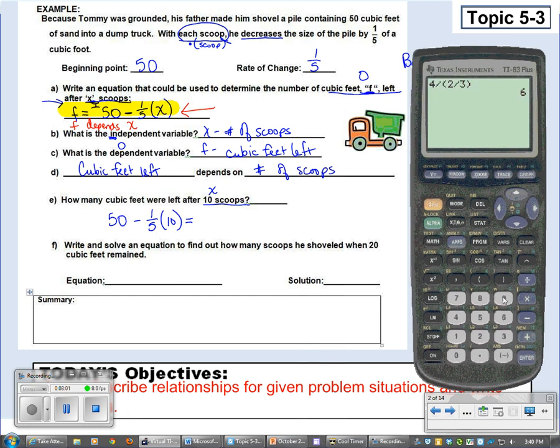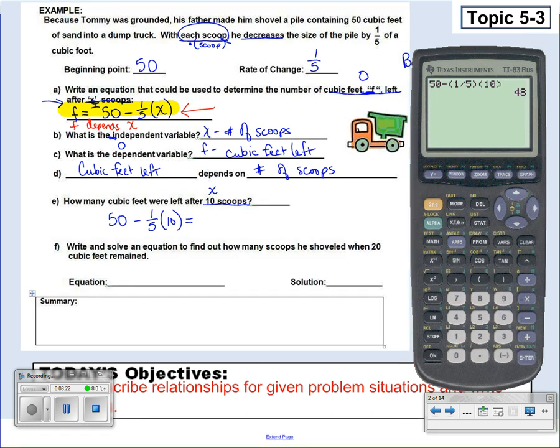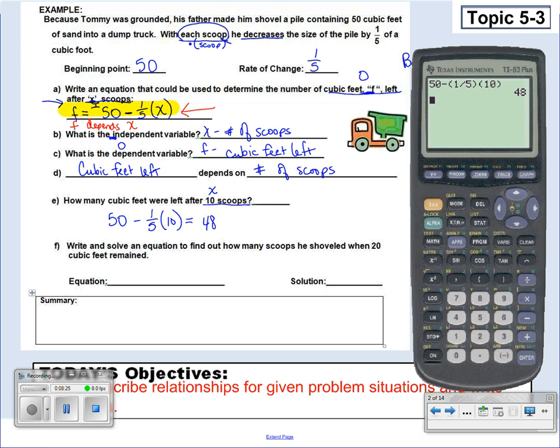Bringing up your calculator, we have 50 minus, our fraction is 1 divided by 5. That's our 1/5. I put it in parentheses. And then what we substituted in was the 10. Press enter and we get 48. 48 represents F. And F is cubic feet left. So there are 48 cubic feet of sand left after he has taken out 10 scoops.